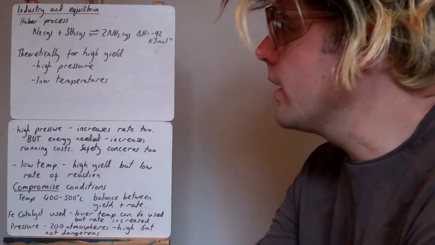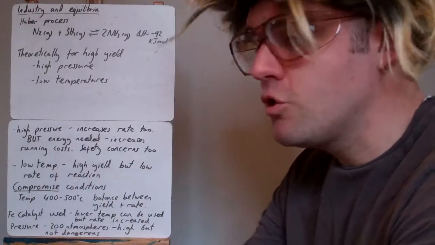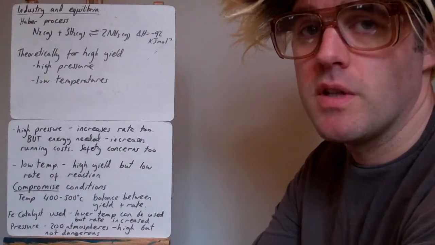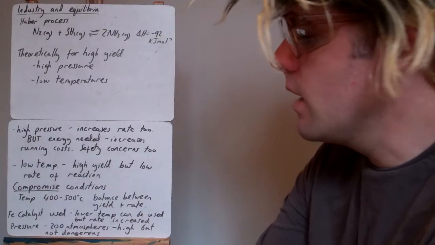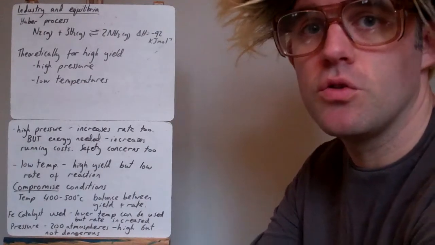Okay, in this video we're looking at how industry and equilibrium are tied together. So in industry they talk about the yield, how much they make. The yield is how much of the reactants you turn into the product that you want for industrial reasons, to sell on to another company or to make something.